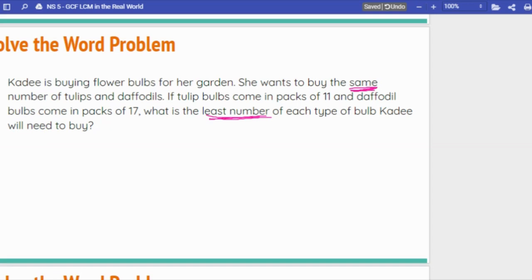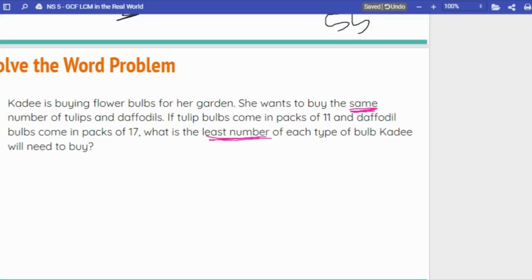Okay, we have 11 for tulips and daffodils come in 17. So here's something I know about 11. I know 11 is prime. And so I know the only factors are 1 and 11. And I also know 17 is prime: 1 and 17. So the only thing in common, if you want to pull it out, is a 1. 11 divided by 1 is 11. 17 divided by 1 is 17.